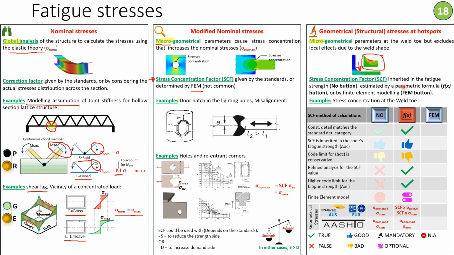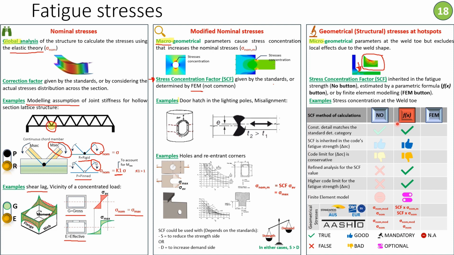You could use a parametric formula to calculate the stress concentration factor. Your connection still fits within the testing range conducted by the code, so you can use a parametric formula to calculate the stress concentration factor. The Australian code and Eurocode refer you to some reference books for that purpose. However, the American code has formulas in it for that stress concentration factor.